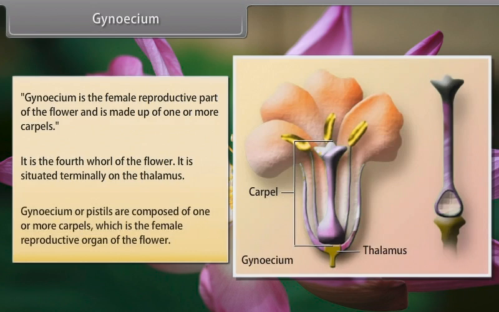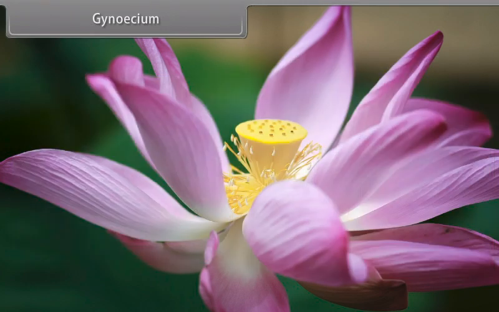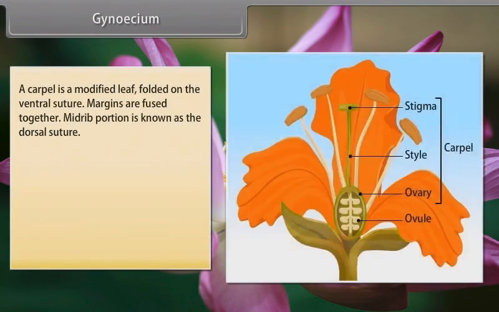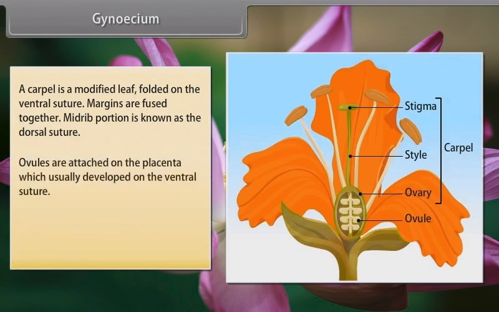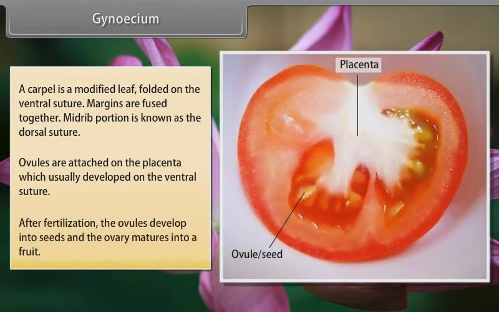Gynoecium or pistil is composed of one or more carpels, which is the female reproductive organ of the flower. A carpel is a modified leaf folded on the ventral suture. Margins are fused together. Midrib portion is known as the dorsal suture. Ovules are attached on the placenta, which usually develops on the ventral suture. After fertilization, the ovules develop into seeds and the ovary matures into a fruit.